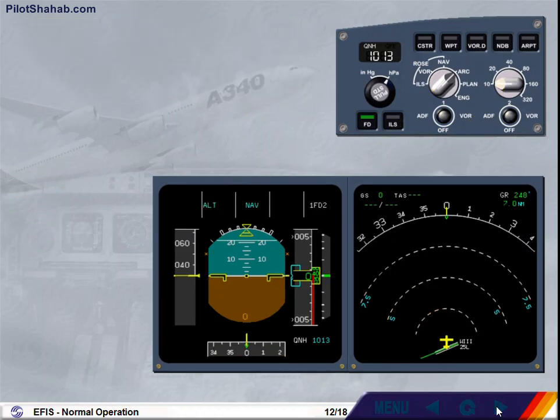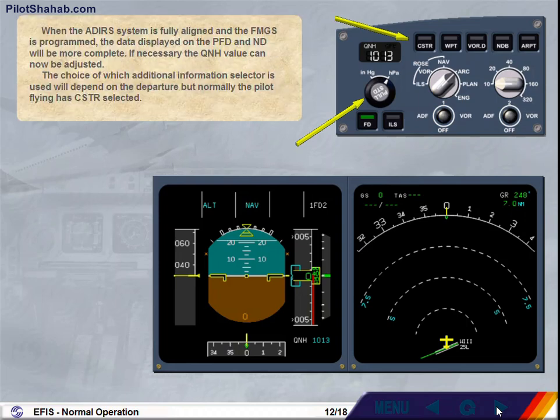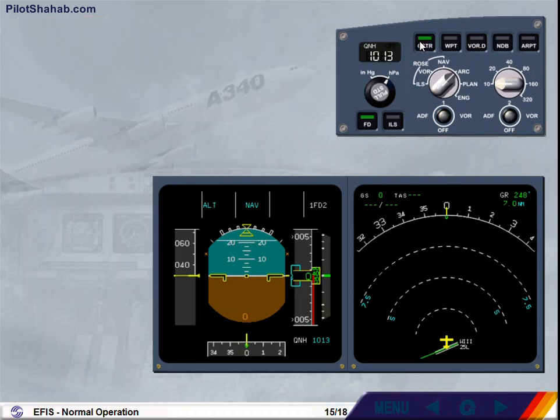When the ADIR system is fully aligned and the FMGS is programmed, the data displayed on the PFD and ND will be more complete. If necessary, the QNH value can now be adjusted. The choice of which additional information selector is used will depend on the departure, but normally the pilot flying has constraint selected. Select constraint. A green indicator illuminates on the push-button switch to show that you have selected it.